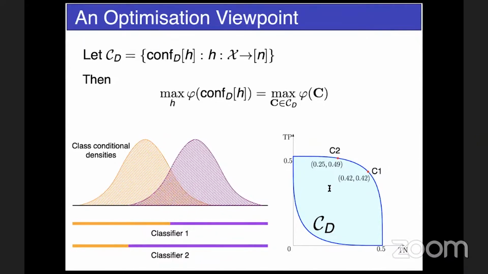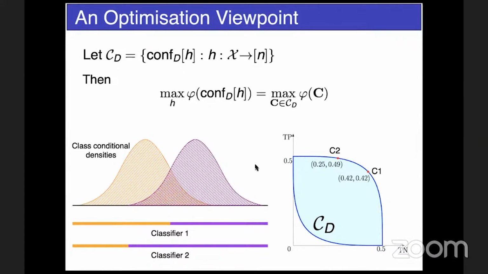Obviously, you can try different classifiers and you will get different points on this true positive, true negative plot. If you tried that, this is the shape that you would get. These are the possible true positive, true negative values that you can get. Note that you can never really get 0.5, 0.5. So 0.5, 0.5 is off the table. Whatever classifier you use, you can't get 0.5, 0.5. So that's the structure of this particular problem.